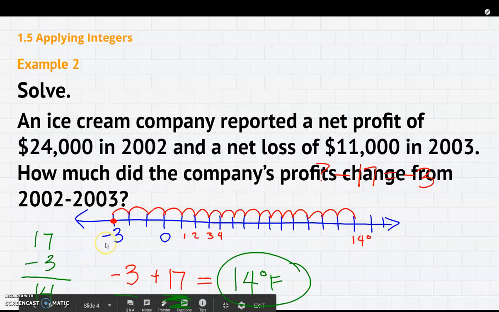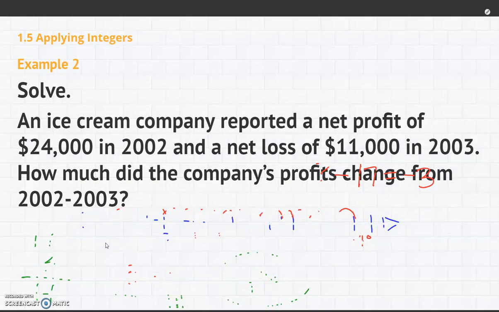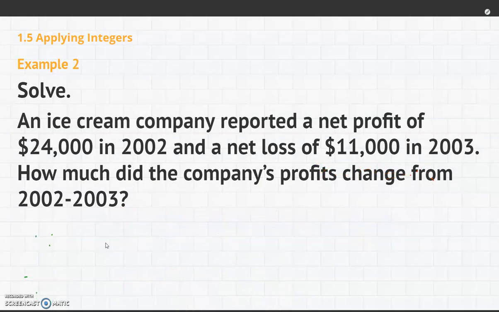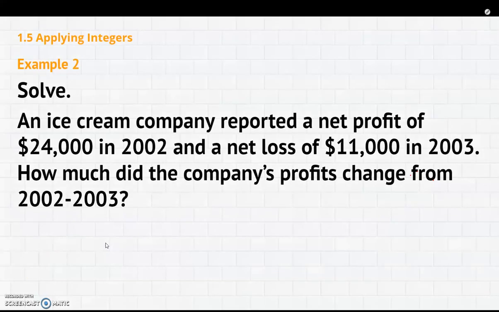Okay, next example. We have an ice cream company that reported a net profit of $24,000 in 2002 and a net loss of $11,000 in 2003. How much did the company's profits change from 2002 to 2003?